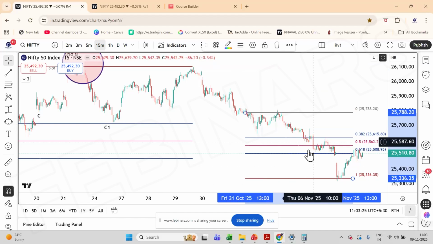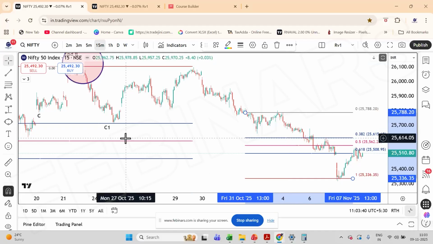Now it is trying to cross this threshold of 25,508, 25,615. Let me call it 25,630. If the 40 level crosses, the market is much stronger.